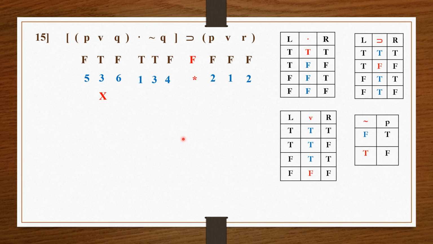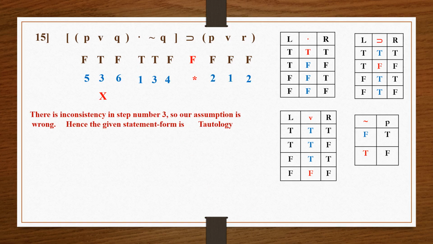And since we have got inconsistency, our assumption is wrong. That is not F but T. So the given statement form is a tautology. So in this session you have learned how to construct the shorter truth table as a test for tautology. Thank you.